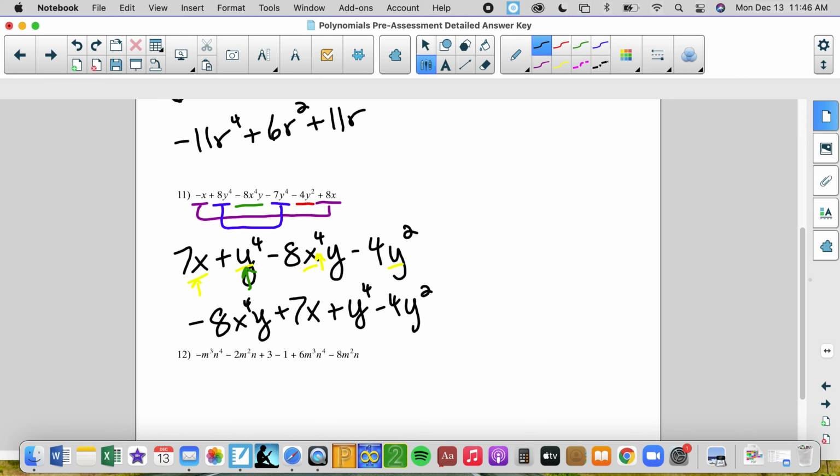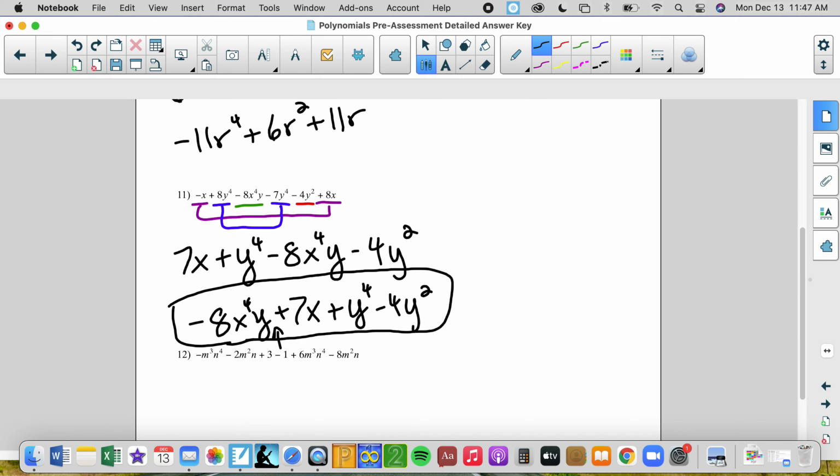Okay, so that's always very tricky. You got to know all of your standard form rules. So there would be my answer. We have x to the fourth, x to the first, y to the fourth, y to the second.